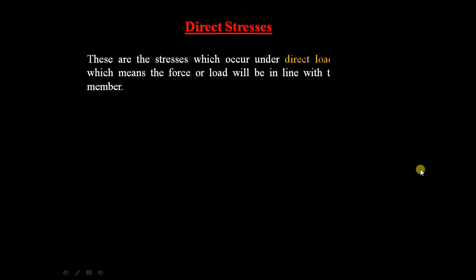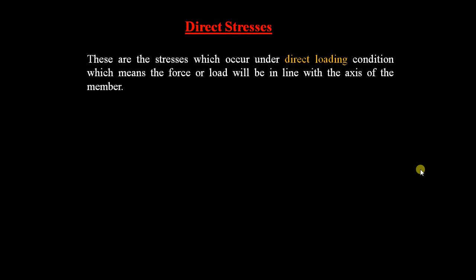Next I would like to explain direct stresses, and first I would like to give the definition. What do you mean by direct stress? These are the stresses which occur under direct loading condition, and direct loading means the force or load acting in line with the axis of the member. So whatever stresses are developed inside the body due to the direct loading condition are called direct stresses. And what do you mean by direct loading? Whenever the load or force we are applying on the body is in line or parallel with the axis of the member, then that loading condition is called direct loading condition.